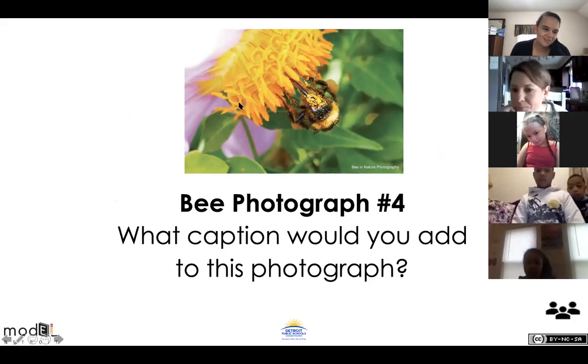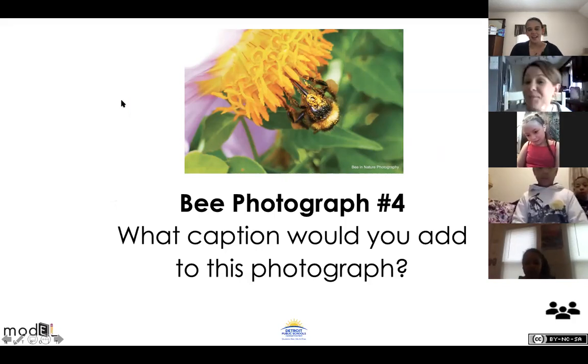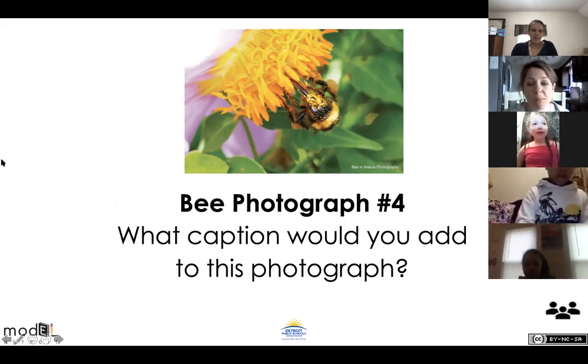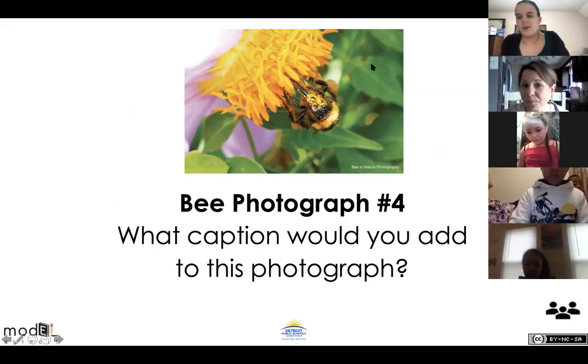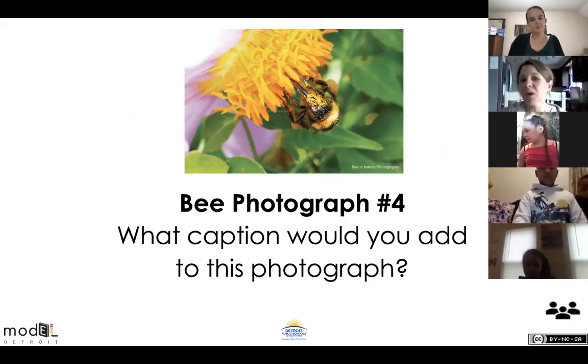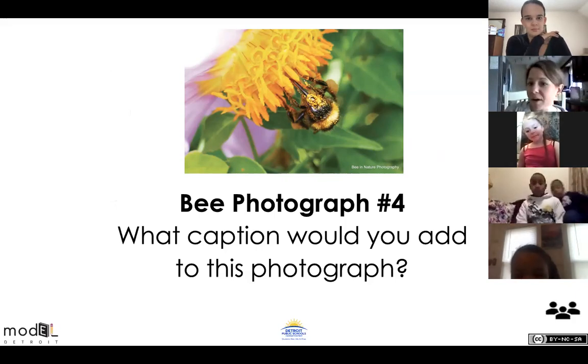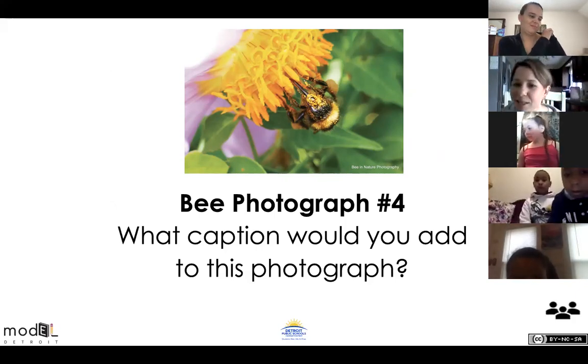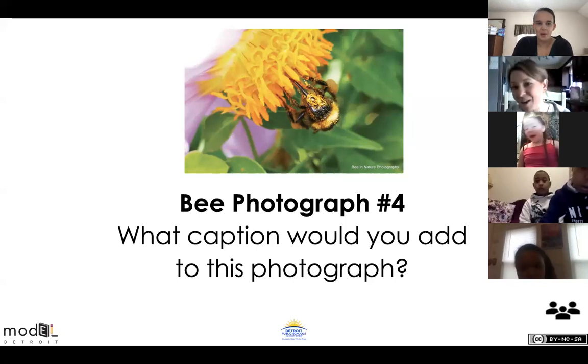Puff. Pollinate. Pollen. He's got pollen all over his body. Miss Ishley, what caption would you give this photograph? I would say, while the bee is visiting the yellow flower, pollen sticks to its furry body.